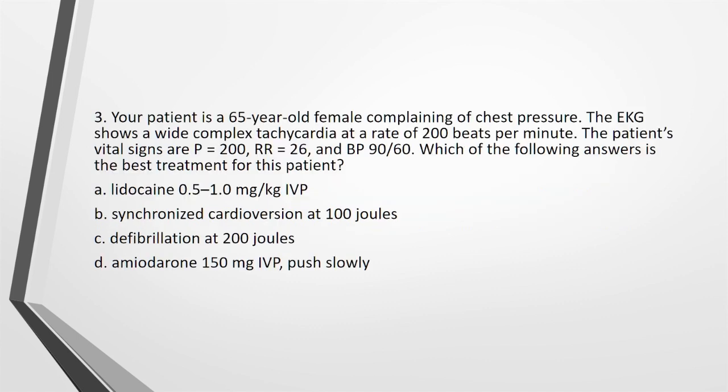3. Your patient is a 65-year-old female complaining of chest pressure. The EKG shows a wide complex tachycardia at a rate of 200 beats per minute. The patient's vital signs are P equals 200, RR equals 26, and BP 90/60. Which of the following answers is the best treatment for this patient?